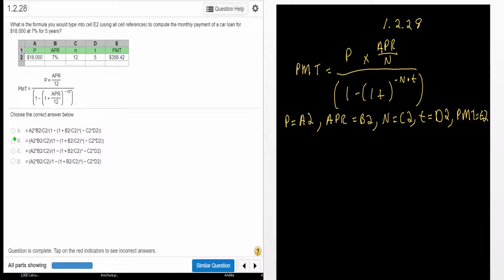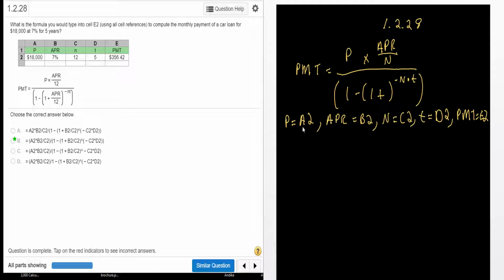This formula asks the question, what formula would you type in cell E2 to compute the monthly payment of a car loan of $18,000 at 7% for 5 years? So they give us the formula and they give us the values there. So what I did was I wrote out my formula.